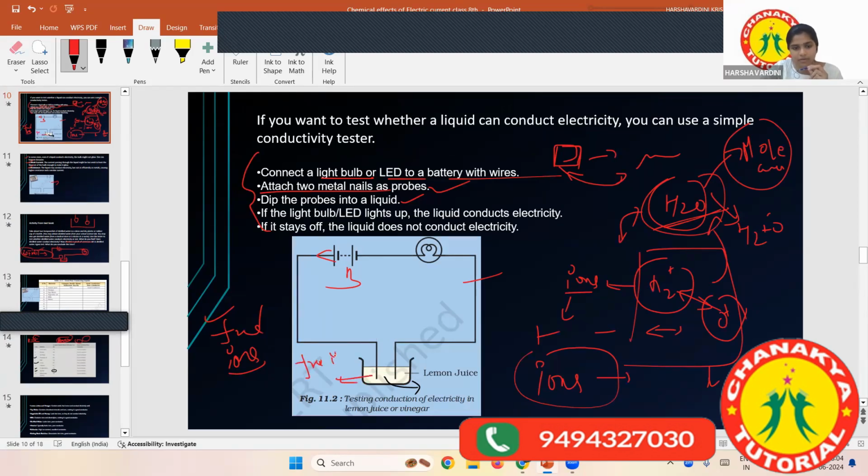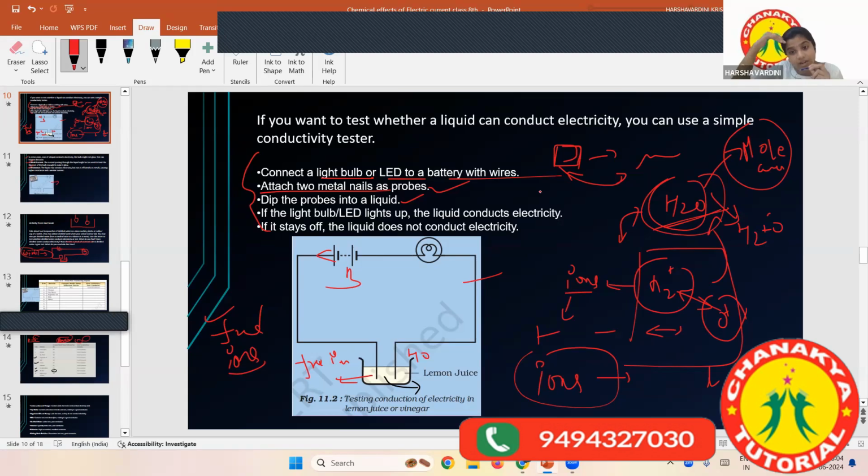How will you get the free ions? They will break with the help of electricity. They will break the bonds, maybe the hydrogen-oxygen bonds in the lemon juice, so that H plus and O minus ions will be formed, right? Yes, ma'am. Am I clear?